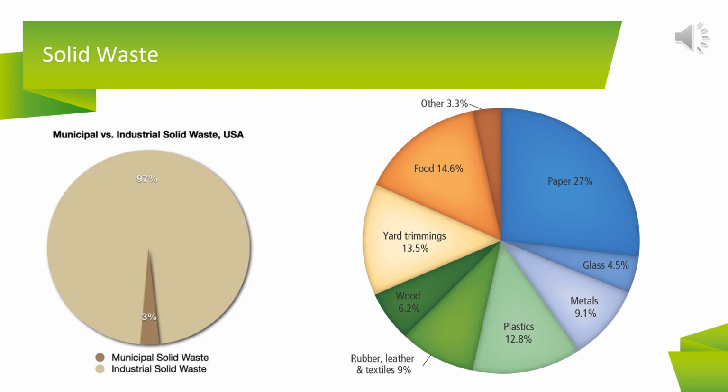These two pie charts here break down municipal versus industrial solid waste. If you look at the diagram on the left, you'll notice that the vast majority, 97% of the solid waste produced, at least in the United States, is industrial. We as individuals in our homes and our small businesses produce about 3% of the total volume of municipal solid waste.